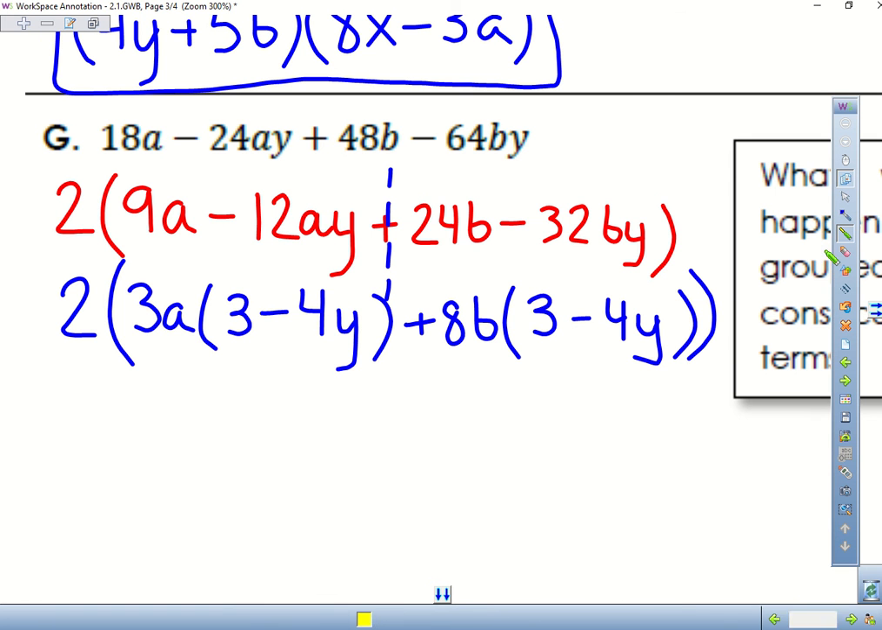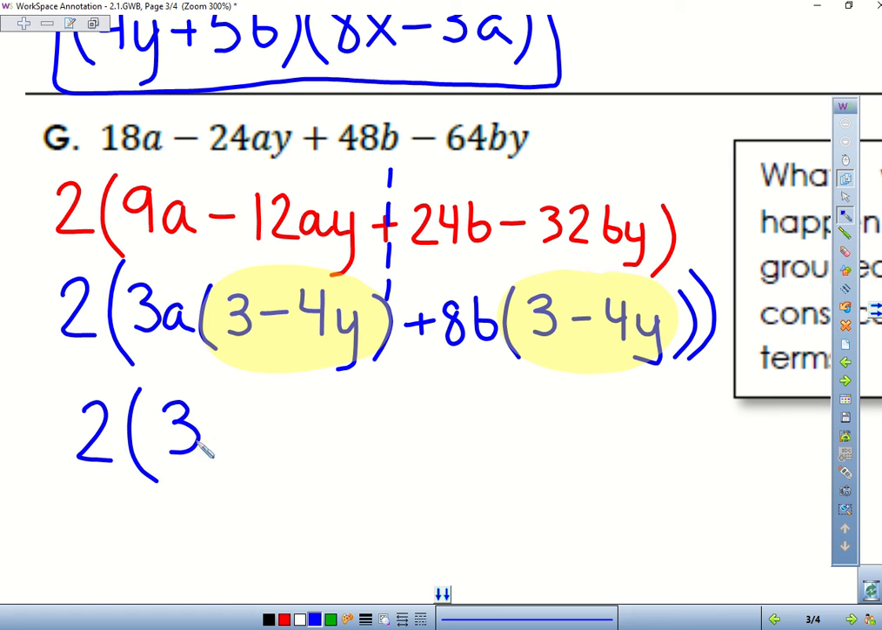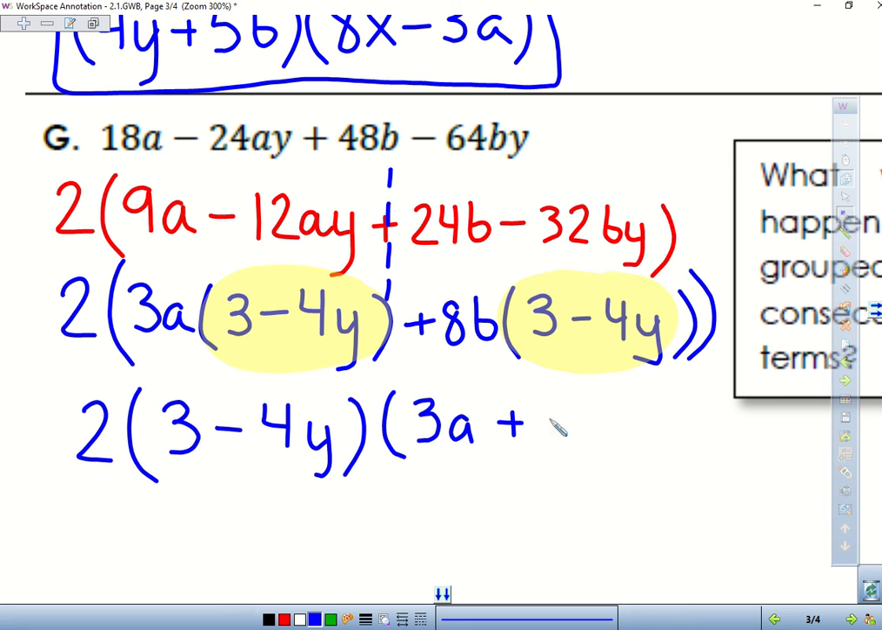Okay, so now we can factor this out of those 2 terms, right? 2. And then we're left with whatever's on the outside. It's always whatever term they both have comes out, and whatever's on the outside gets grouped.